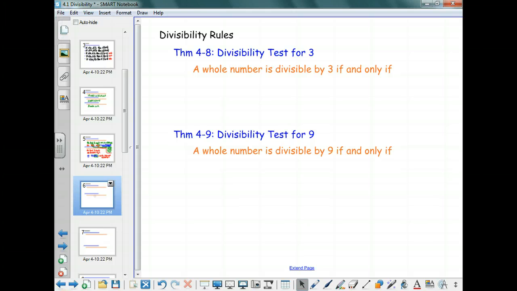How about 3? This one's the one that Lydia wanted to talk about. Does anybody remember the divisibility for 3?